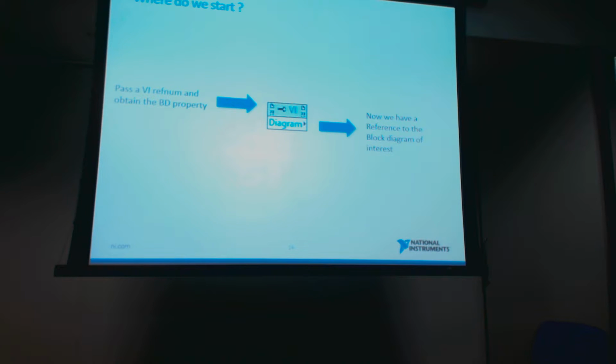Well, that's the key to the kingdom, that particular property node there. It allows us to pass a VI refnum and obtain a reference to the block diagram of that particular VI. We can then, using that reference, start to act upon it using other properties and methods. So now we've got a reference to the block diagram of interest, we can start to act upon it and invoke behaviors upon it.